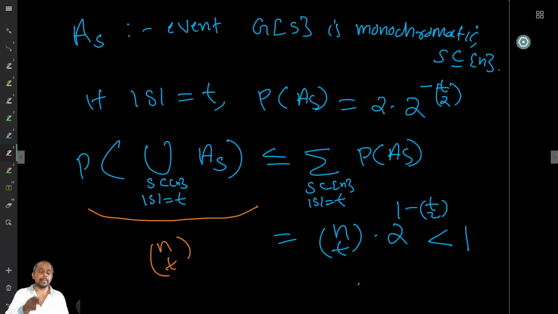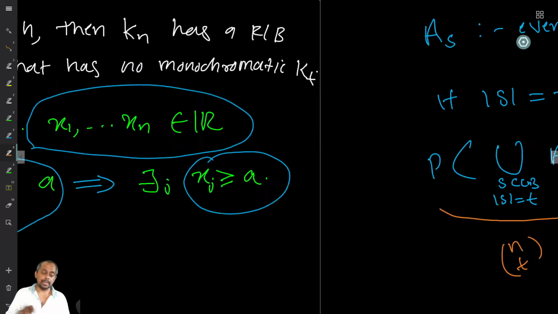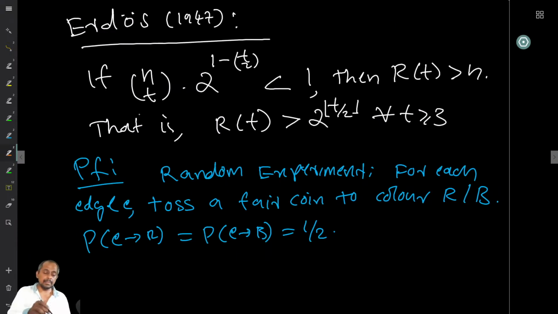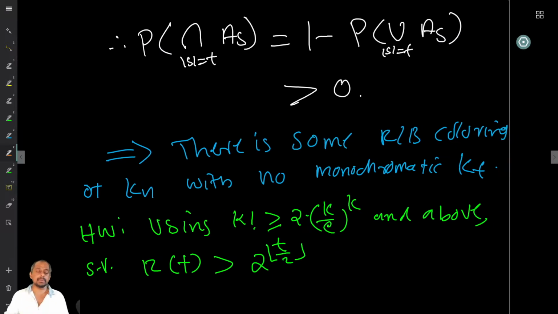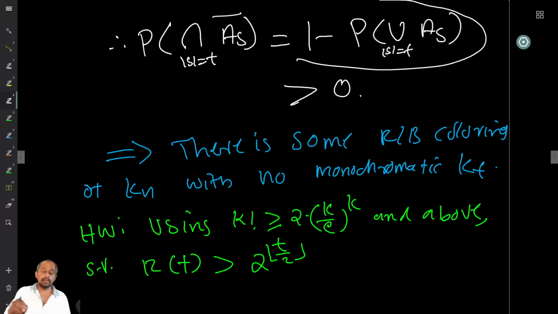So if it is strictly less than 1, then the probability that this event does not happen, the complement of this event, is strictly greater than 0, right? So this is our assumption that we had. And from this we know that the probability of the complement of this event is strictly positive. The probability of the intersection of AS complement, okay, there is a complement here, is 1 minus the probability of the union of AS. This is the complement event, and that has strictly positive probability.